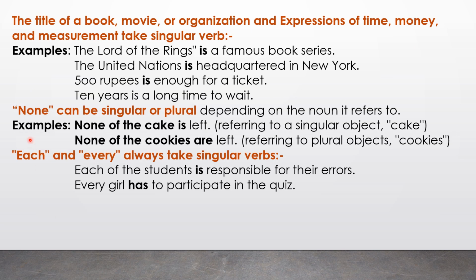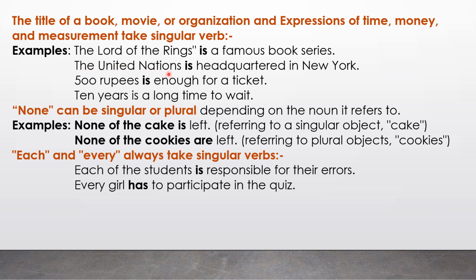If our subject is the title of a book, movie, organization, or an expression of time, money, or measurement, they take a singular verb. For example, The Lord of the Rings is a famous book series. So we are not talking about rings only. Don't go for the rings, thinking that rings is plural so a plural verb will be used. No, you have to consider this whole, because this is the title of a book, The Lord of the Rings. So with that we have to use only is, a singular verb.